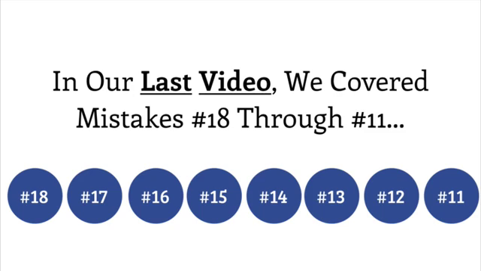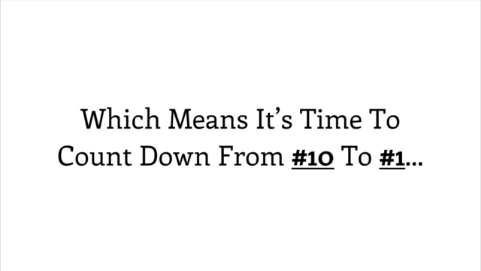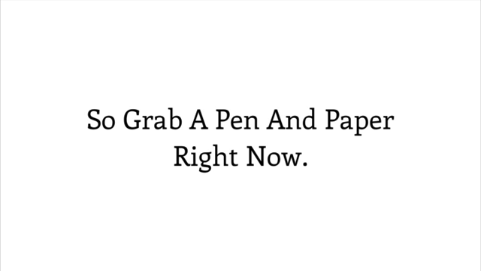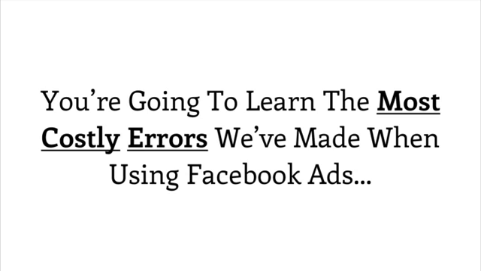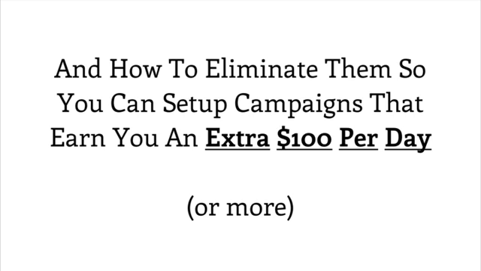So in our last video, we covered mistakes number 18 through number 11, which means it's time to count down from number 10 all the way up to the number 1 mistake. So grab a pen and paper right now and get ready, because you're going to learn the most costly errors that we've made and our clients have made when using Facebook ads, and how to eliminate them so that you can set up campaigns that earn you an extra $100 a day or more.